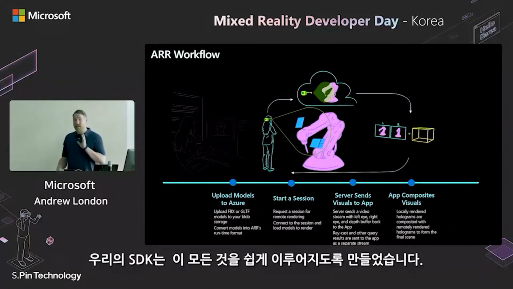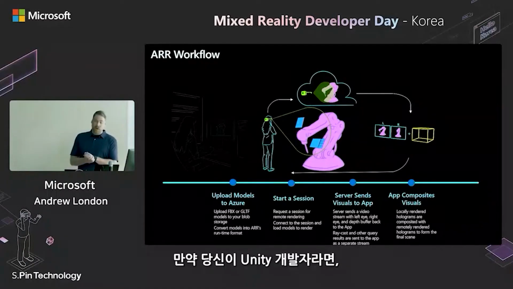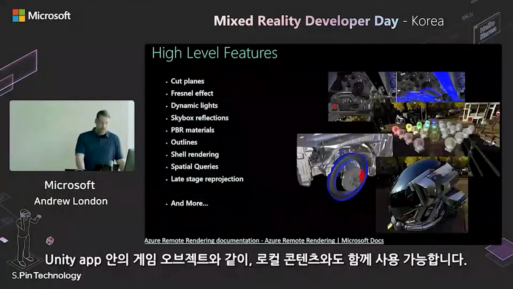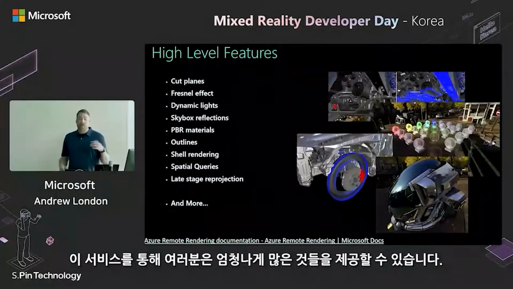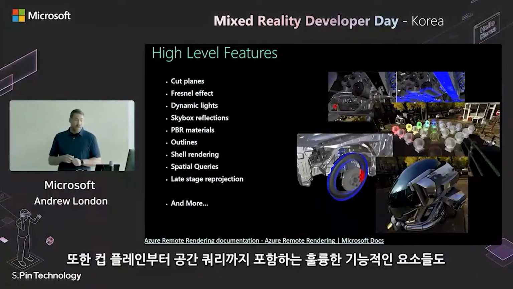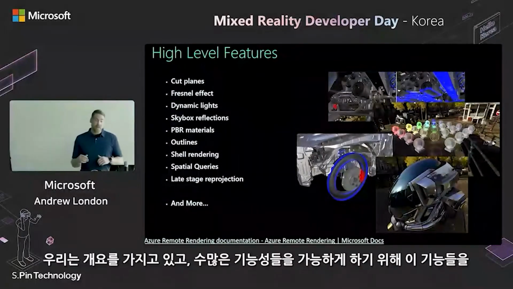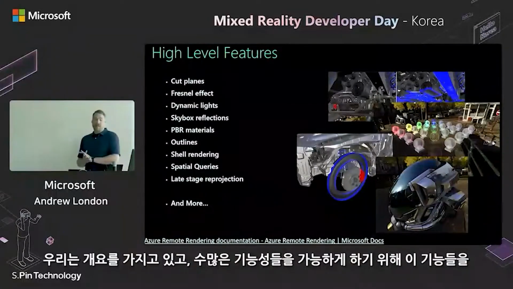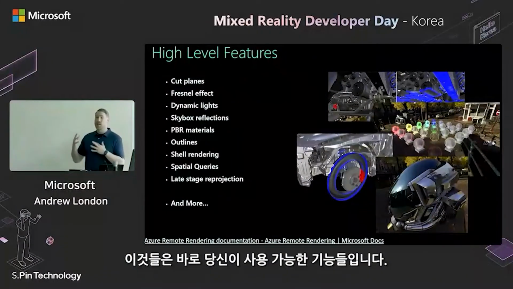Our SDK, again, makes this all super simple to do. If you're a Unity developer, you can work with remote objects just like they're a local game object in your Unity apps. The service is capable of providing an incredible amount of fidelity for your assets. We also provide some great functional elements here, from cut planes to spatial queries. We have outlines. We provide these features to enable tons of functionality, and it just comes with the service. These are just available for you to tap into.